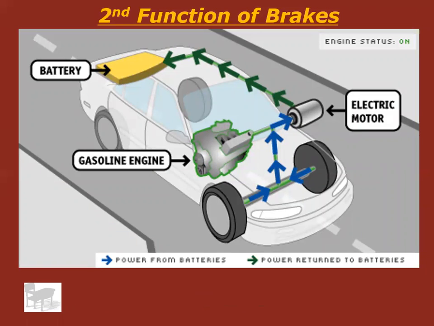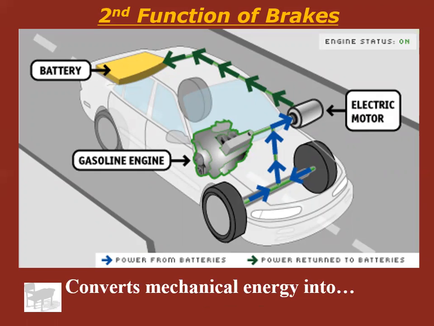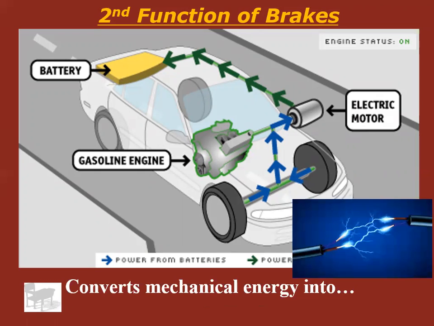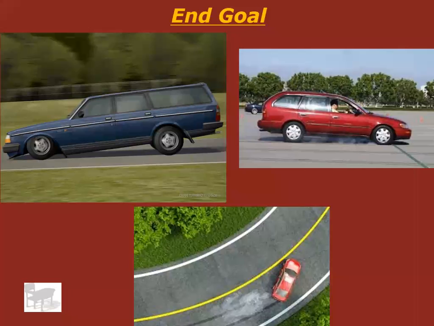Okay, if it's a hybrid car, you're converting mechanical energy into electricity. That's the second function of brakes. So there's two main types of brakes. Those are the two. That's an ASE test question, by the way. Brakes can convert rotational motion, or rather friction, into either heat or electricity. And of course, the end goal is to stop the car, right?